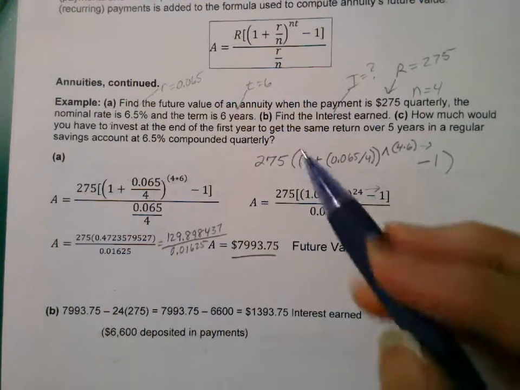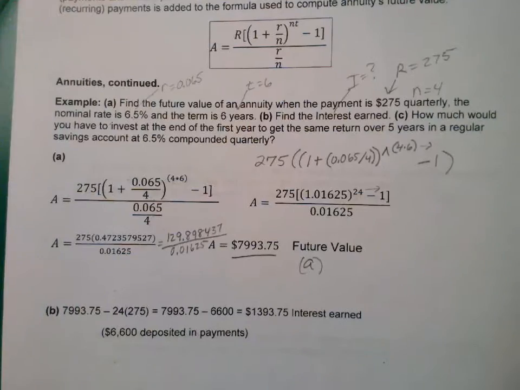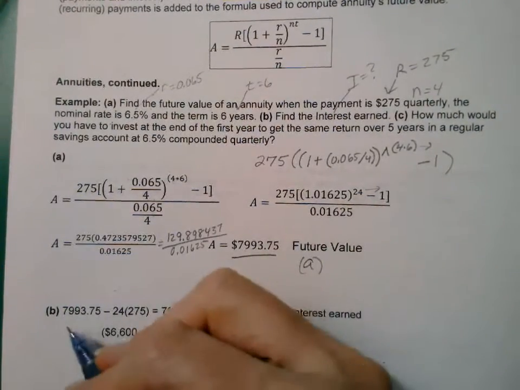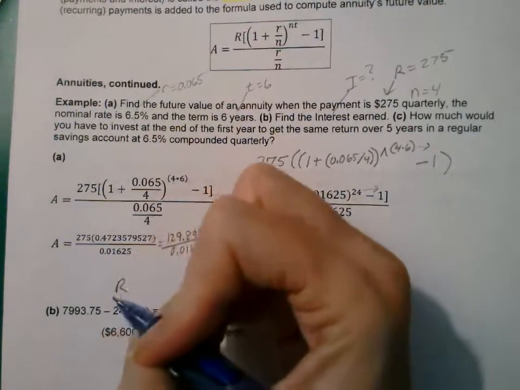Now, there's a lot of questions up here. That's the answer to A, future value. B says find the interest earned. So this is my future value, and you put in 24 payments.